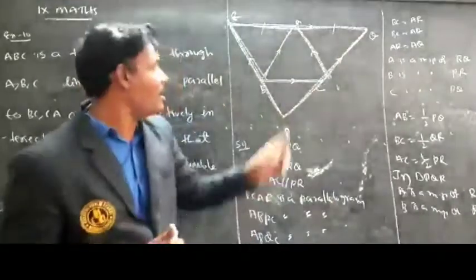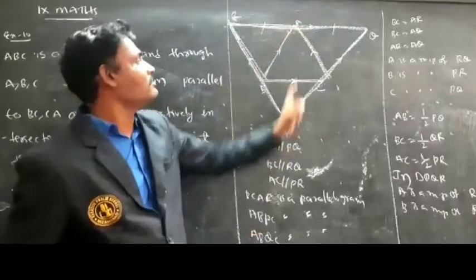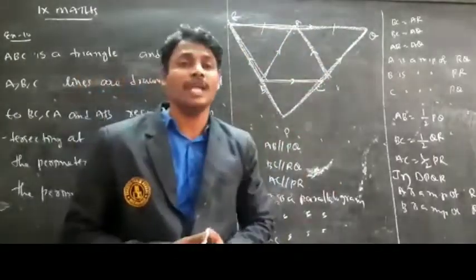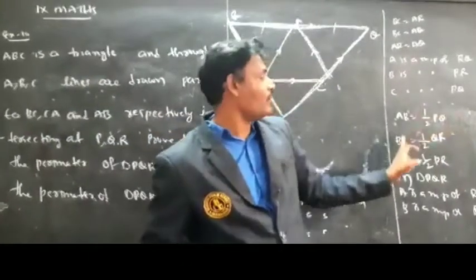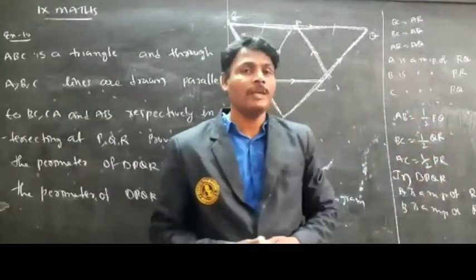Similarly, we can prove BC is half of QR, and AC is half of PR, by using the midpoint theorem. So AB is equal to half of PQ, BC is equal to half of QR, AC is equal to half of PR.